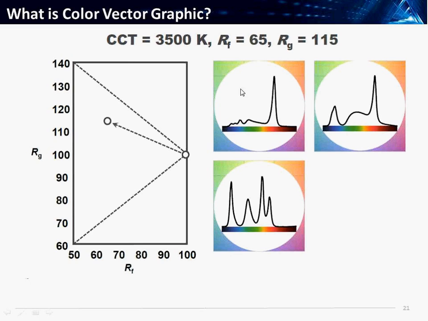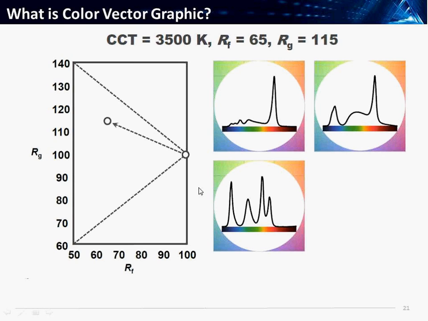So here's an example of different spec outputs, all being 3500 Kelvin with an RF of 65 and an RG of 115. You would be able to see exactly where that resides and how much. And the closer I am towards the point of this cone, the better I am as far as being close to that true tungsten reference.